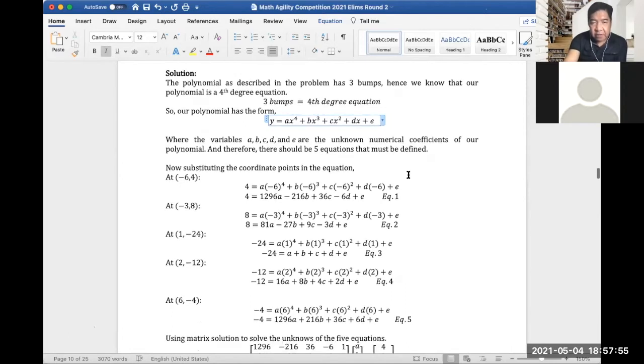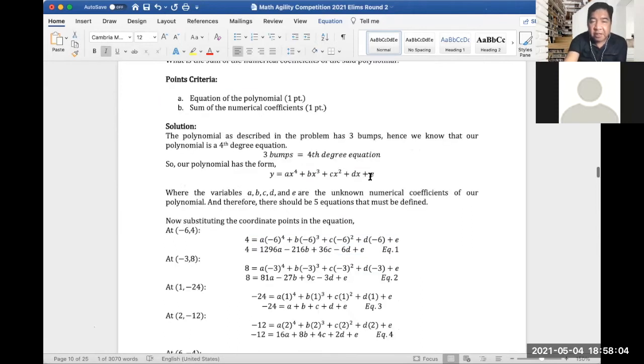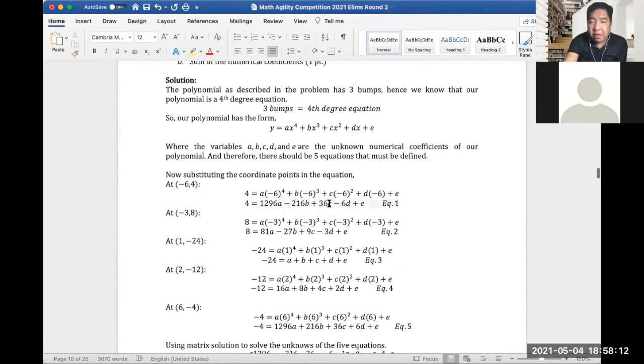What we need to do next is just substitute all of these coordinates here. So we start with negative 6, 4. Substitute in this equation that we got. And we have equation 1 here. So we have 1, 2, 3, 4, 5 variables, right? E would be the constant of this polynomial.